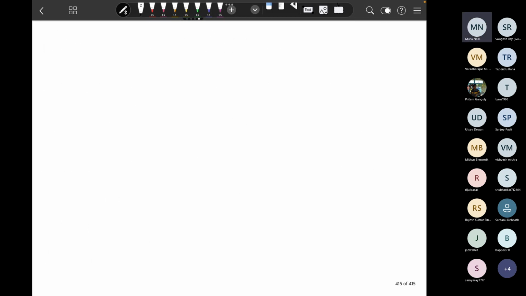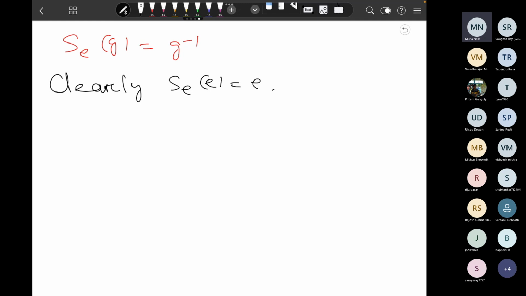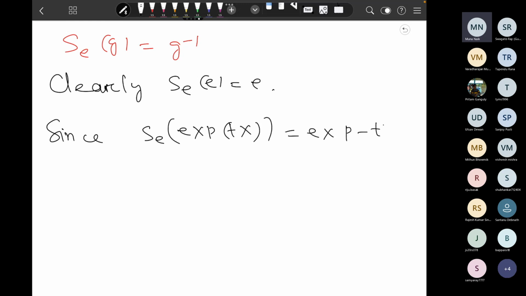So clearly, S_e(g) is equal to g inverse. So clearly, S_e(e) is equal to e. That's clear. Now, since S_e(exp(tX)) is equal to exp(−tX), this implies, if you differentiate that, dS_e(X) is equal to minus X. And this is really the exponential.